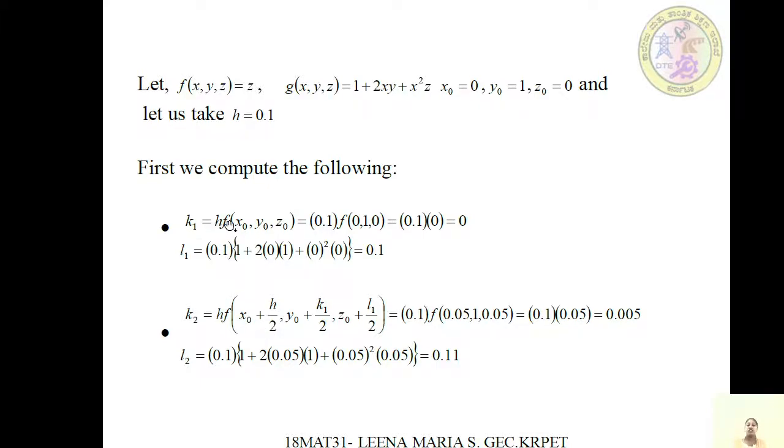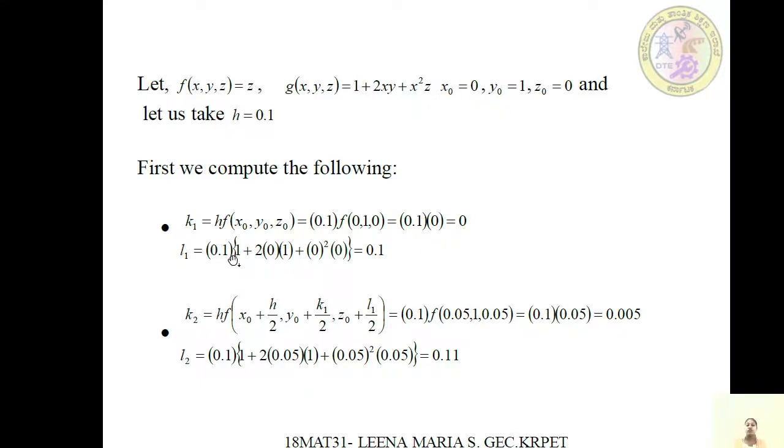k1 is equal to h f of x naught comma y naught comma z naught. So h is 0.1, x naught is 0, y naught is 1 and z naught is 0. We are going to see the first function f, and here I am going to get only the z term. So 0.1 into z, and z here is 0. 0.1 into 0 is 0. The value of k1 we get as 0.